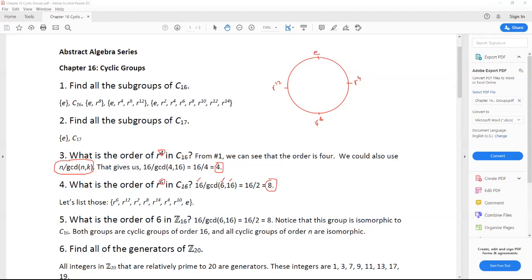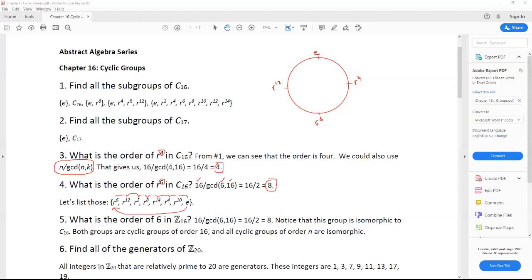If we want to list those, starting with r to the power of 6, we would have r to the power of 12 as a follow-up. And of course, r to the power of 18 is going to be r to the power of 2 because we're in C16. And that gives us r to the power of 8 next, r to the power of 14, then 4, 10, and finally takes us back to the identity, and we completed a cycle because if we apply r to the power of 6 after the identity, it takes us right back to where we started from.